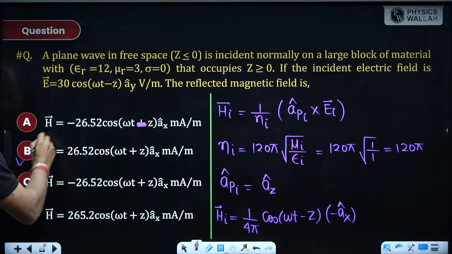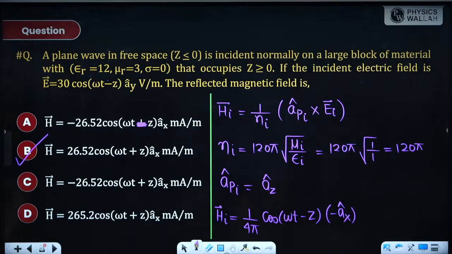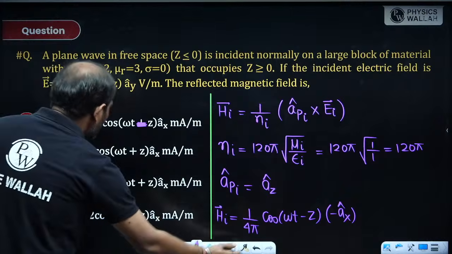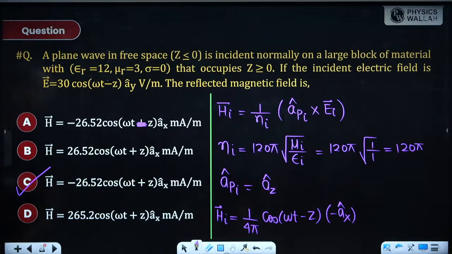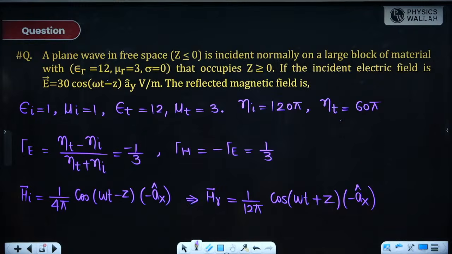So this one, B is the correct answer. Minus x cap, so A is the correct. C is the correct answer. Okay. This is the question.